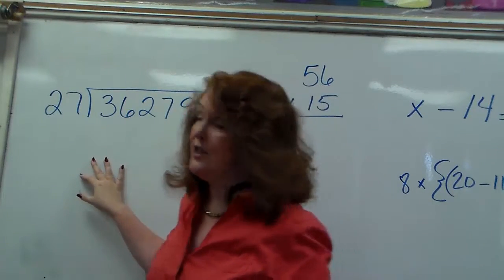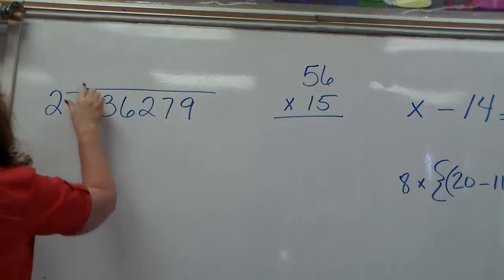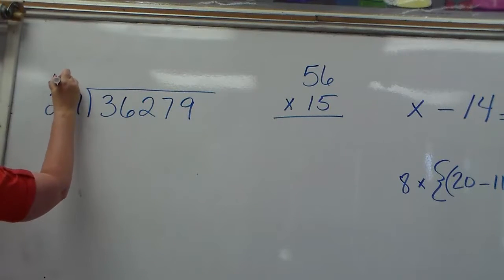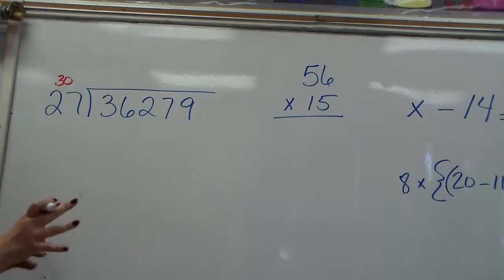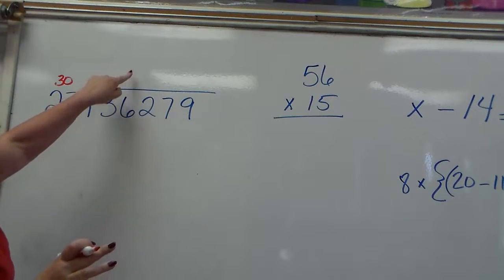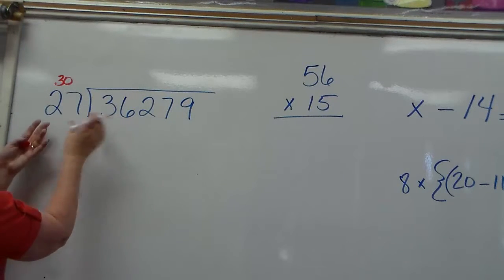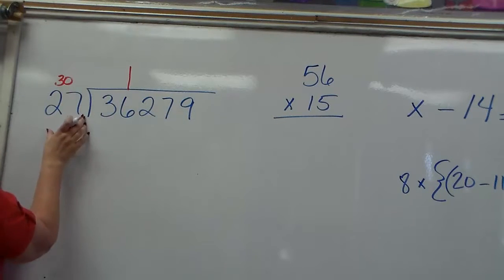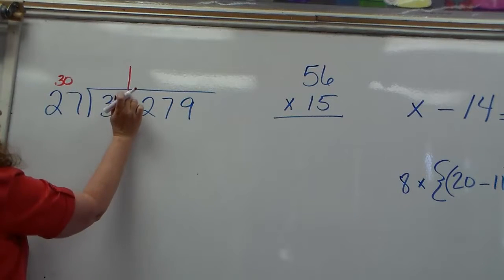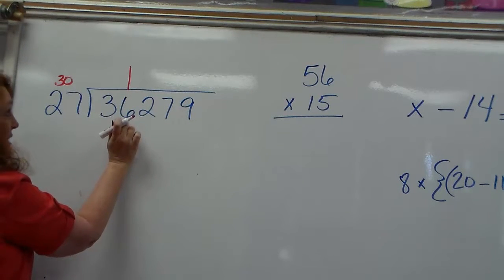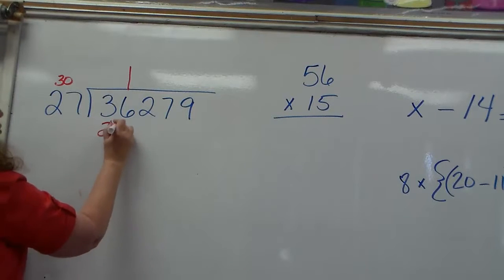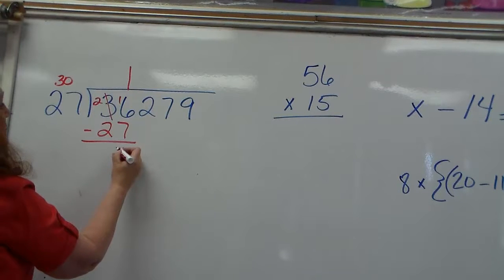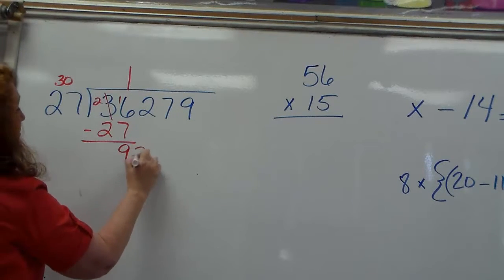We start with a double-digit long division problem. Our 27, I don't know my 27 times table, so we're going to round this off to 30, just for division purposes, just to guess what number goes up here. How many times does 30 go into 36? It only goes in once. Now, these go into 36, which means our answer has to go directly above this number. 1 times 27 is 27. I subtract. I get 9. I bring down my 2.